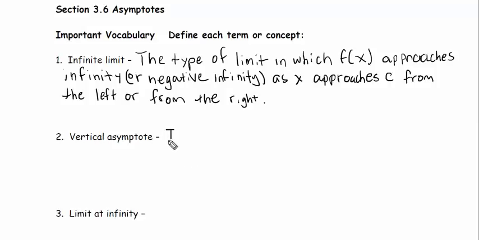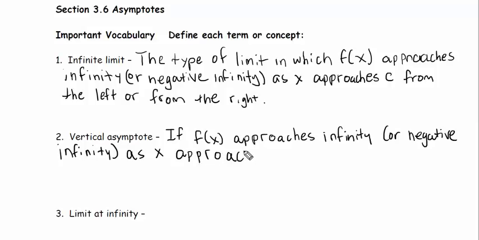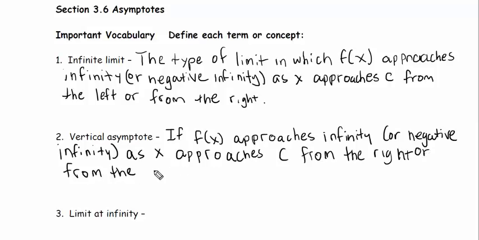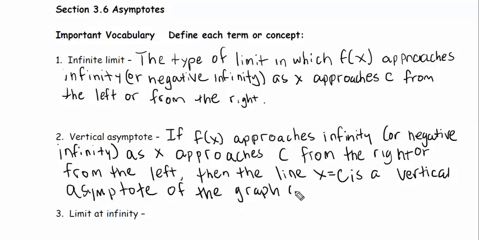For a vertical asymptote, if f of x approaches infinity or, again, negative infinity, and I might just start using the infinity symbol instead of writing that out, as x approaches c from the right or from the left, then the line x equals c is a vertical asymptote of the graph of f.